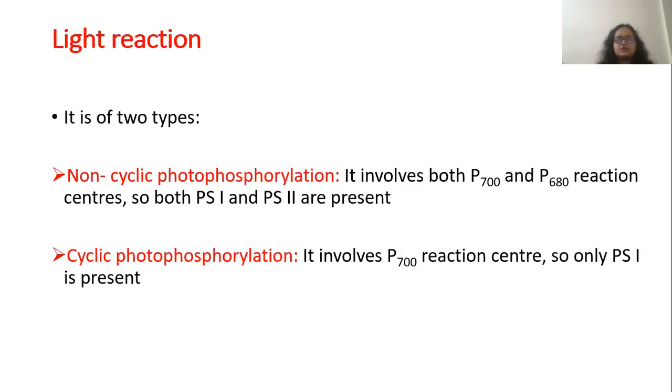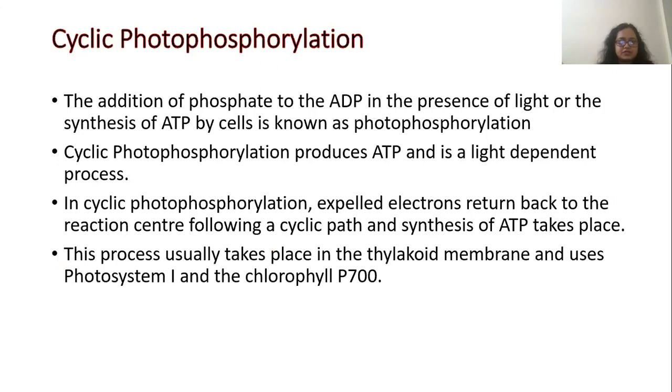Now light reaction is of two types, non-cyclic photophosphorylation and cyclic photophosphorylation. There is the involvement of the photosystems in non-cyclic photophosphorylation. Both P700 as well as P680 reaction centers are there. So we can say that PS1 as well as PS2 both are present. Now cyclic photophosphorylation involves only P700 as the reaction center. So we can say that only PS1 is present.